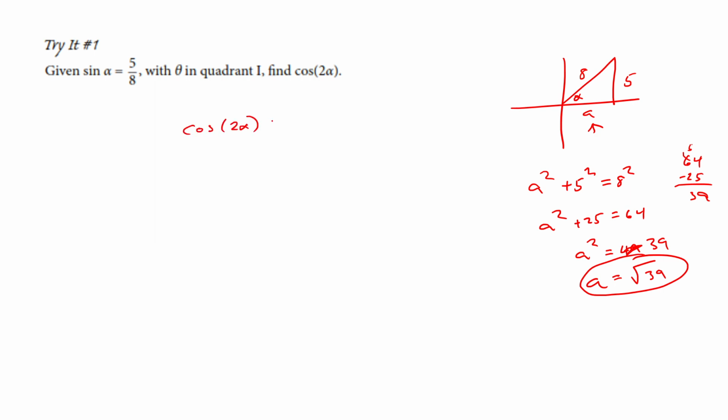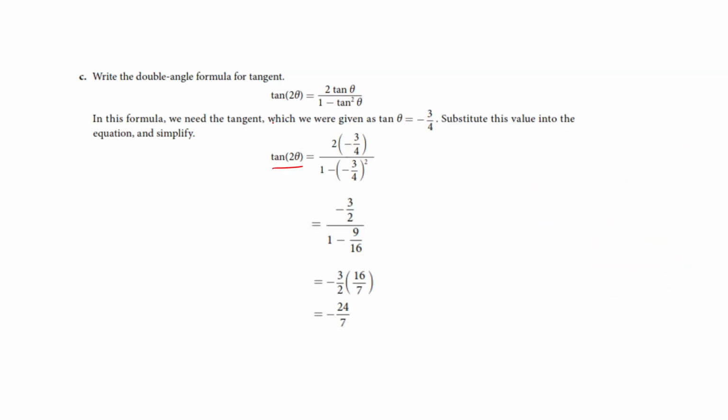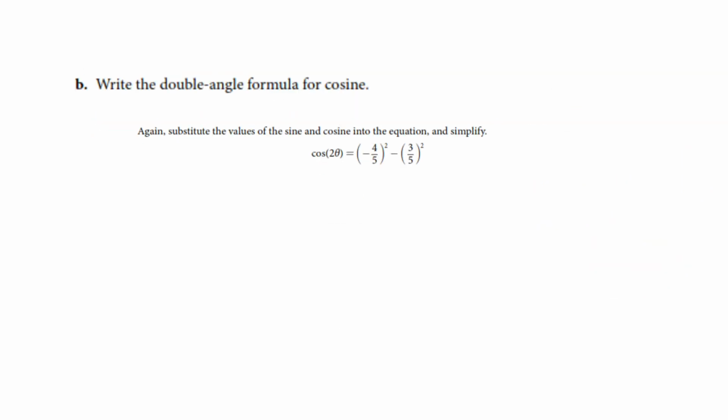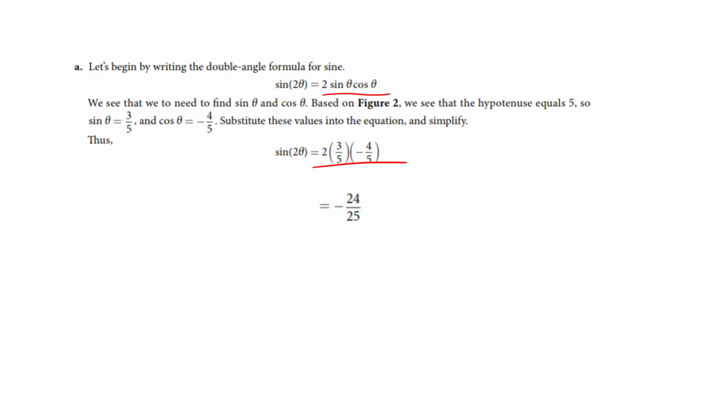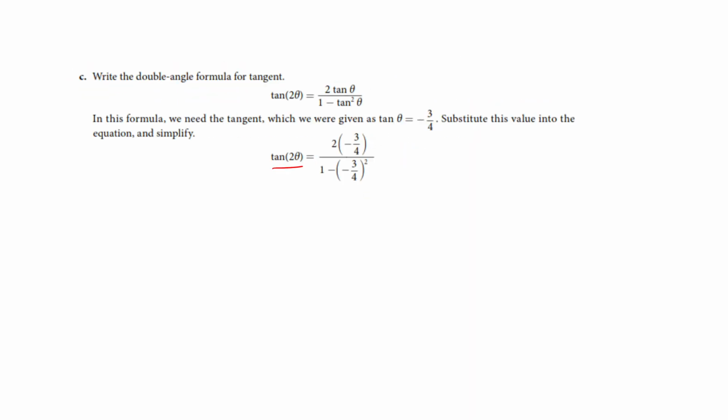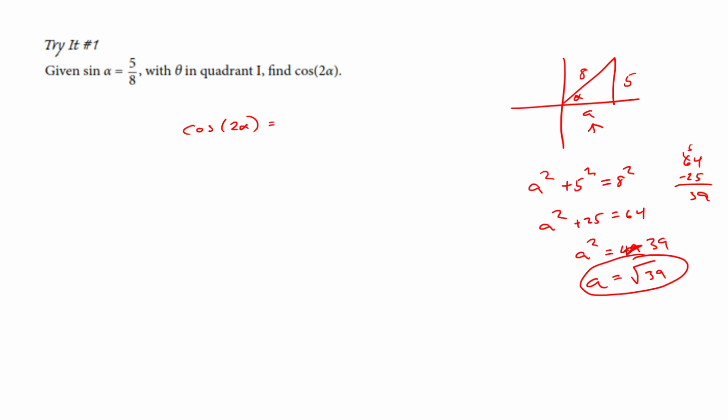of 2 theta, is it cosine squared minus sine squared first? Sorry, I got to go all the way back because I don't have it memorized. Yeah, it's cosine squared minus sine squared. Okay, so it's cosine squared of the original angle minus sine squared of the original angle.